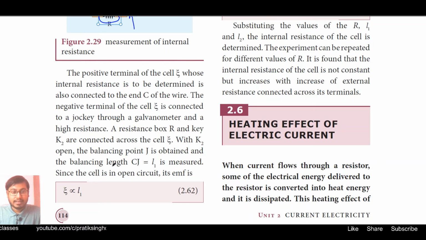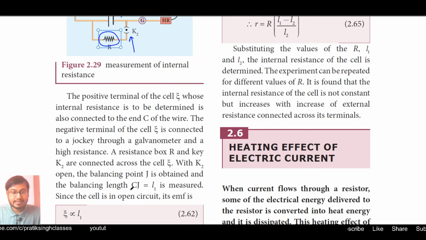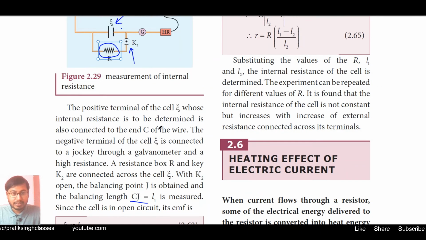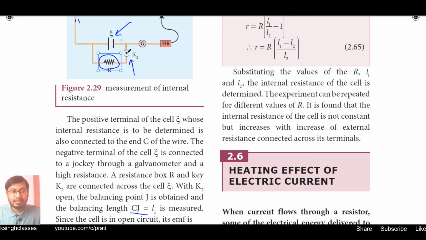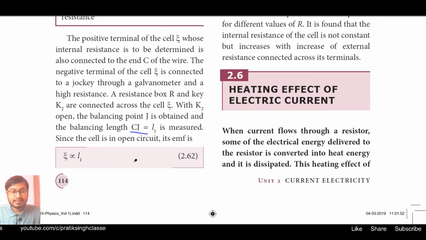When K2 is open, means when we switch off K2, the balancing point J is obtained and the balancing length CJ is L1. When K2 is open, current will flow only through this, not through this one, and in that situation we find the balancing length on the wire between C and D, and that is the value of L1. Since the cell is in open circuit, its EMF is directly proportional to length L1.